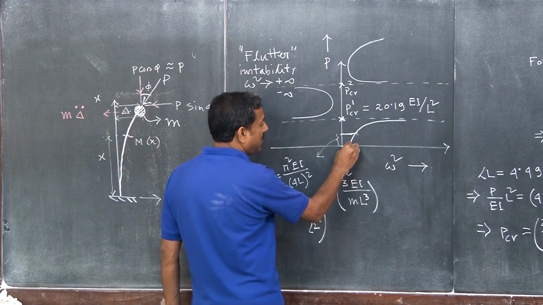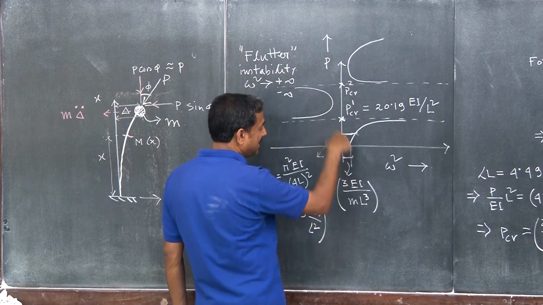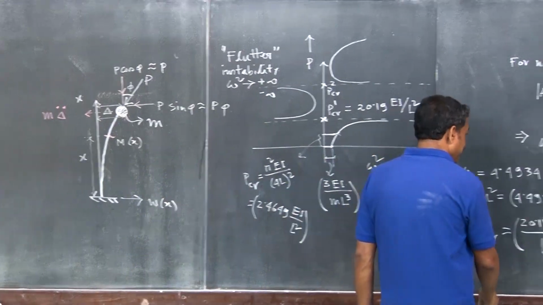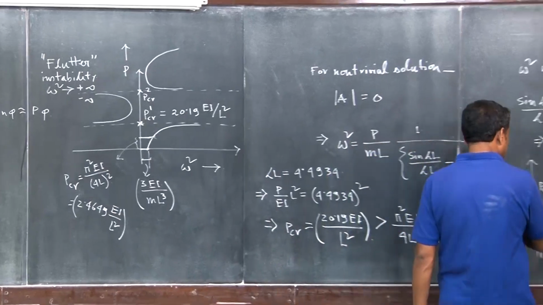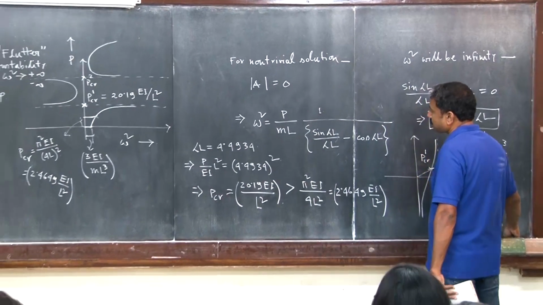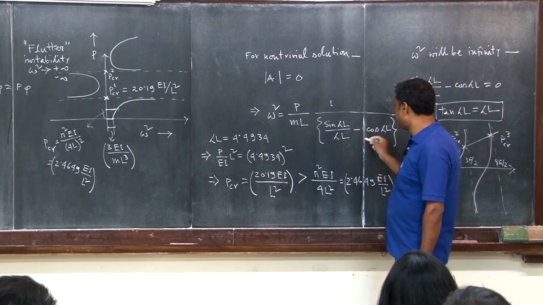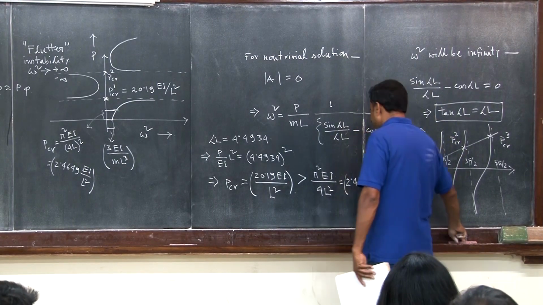This is the frequency omega square when there is no axial force, P is equal to 0. And how will you get this? Well, you just expand this. Let me explain to you, okay?